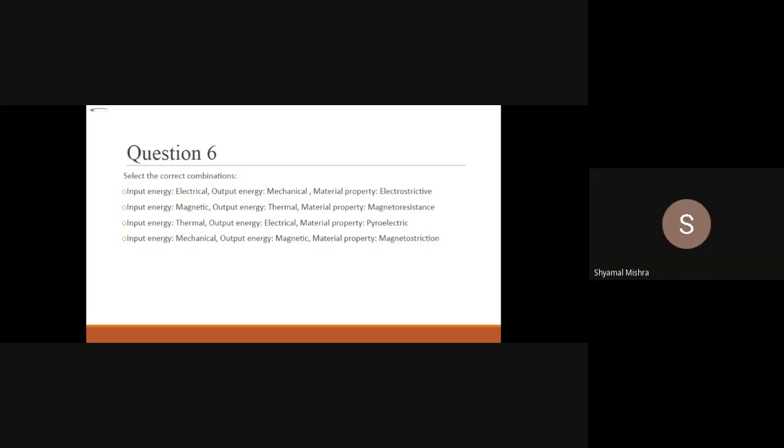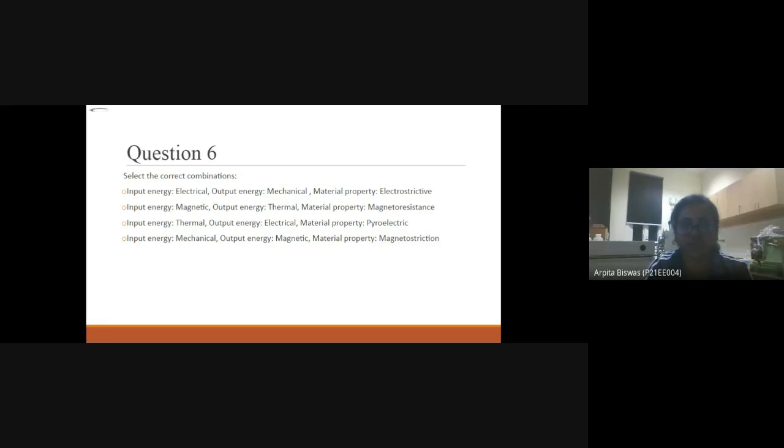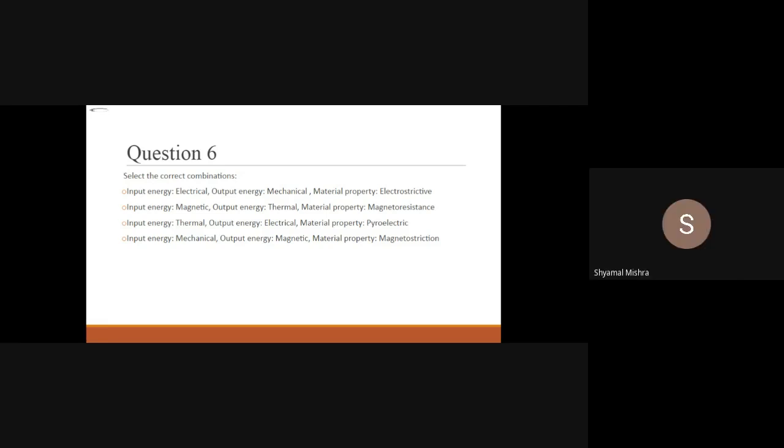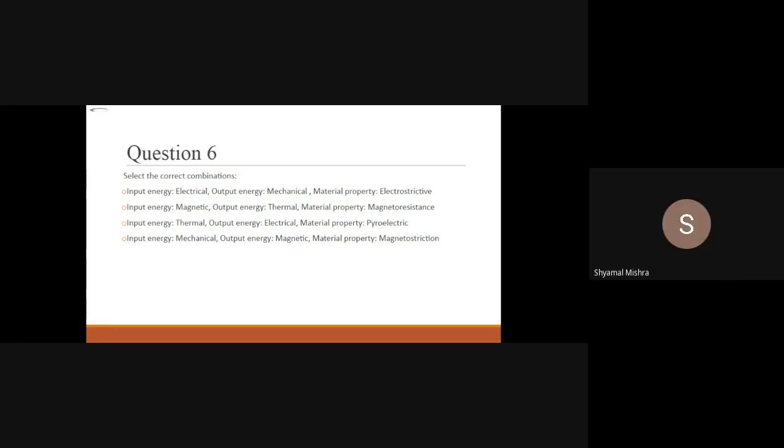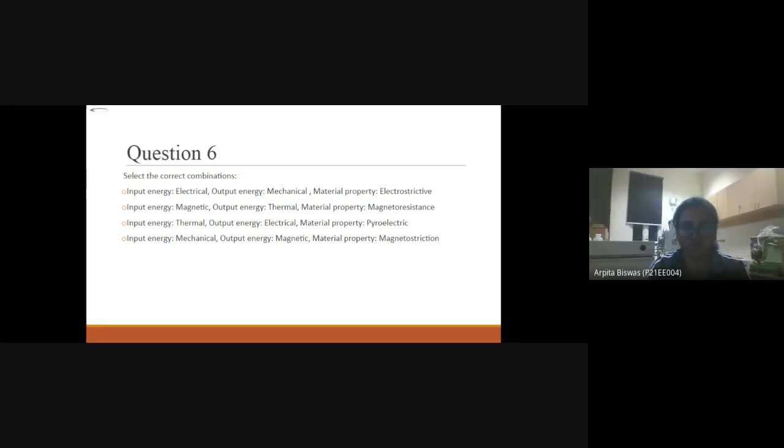Ma'am, in this option the input is electrical and the output is mechanical, so it can be an electromechanical system. Yes, but it is also called electrostatic, no? You can recheck. It was already discussed in the lecture video that if the input energy is electrical and the output energy is in mechanical form, then the material property is called electrostatic. So option A is also the right option. And what about option B?